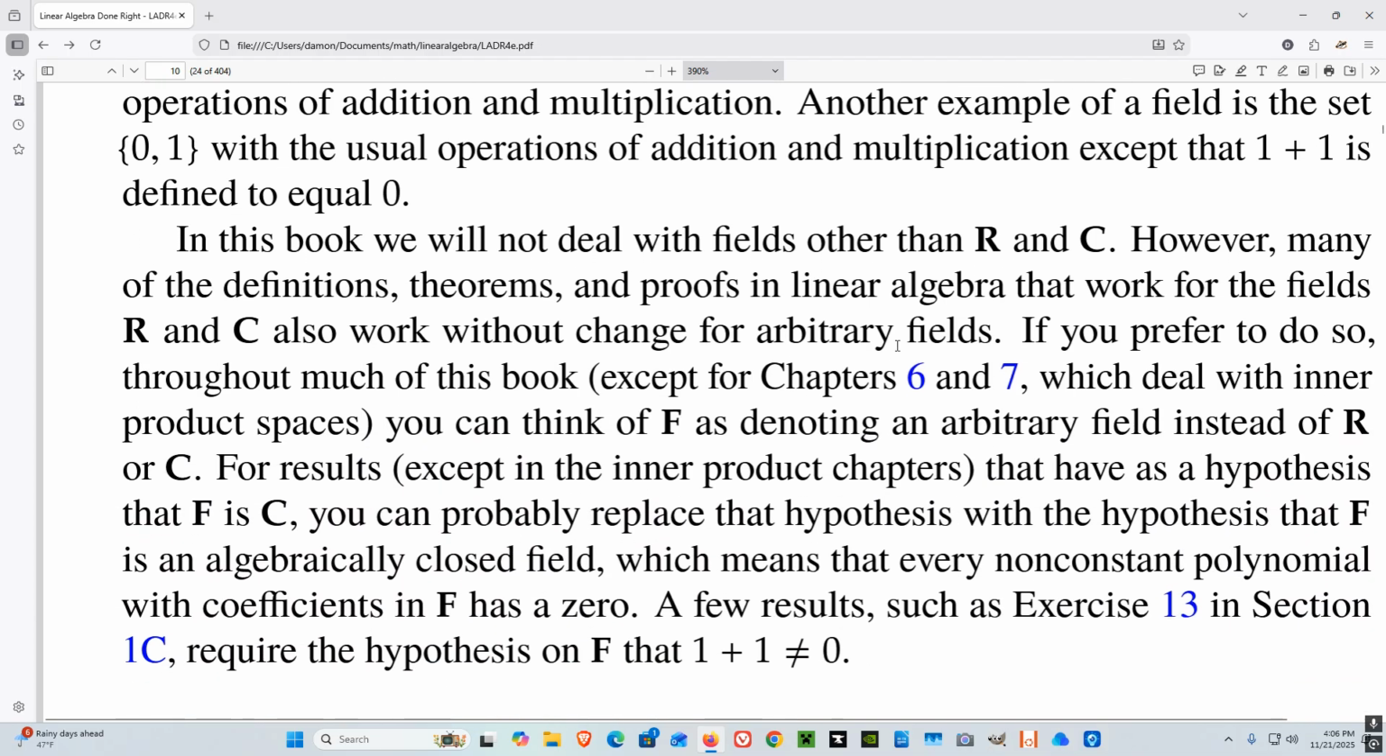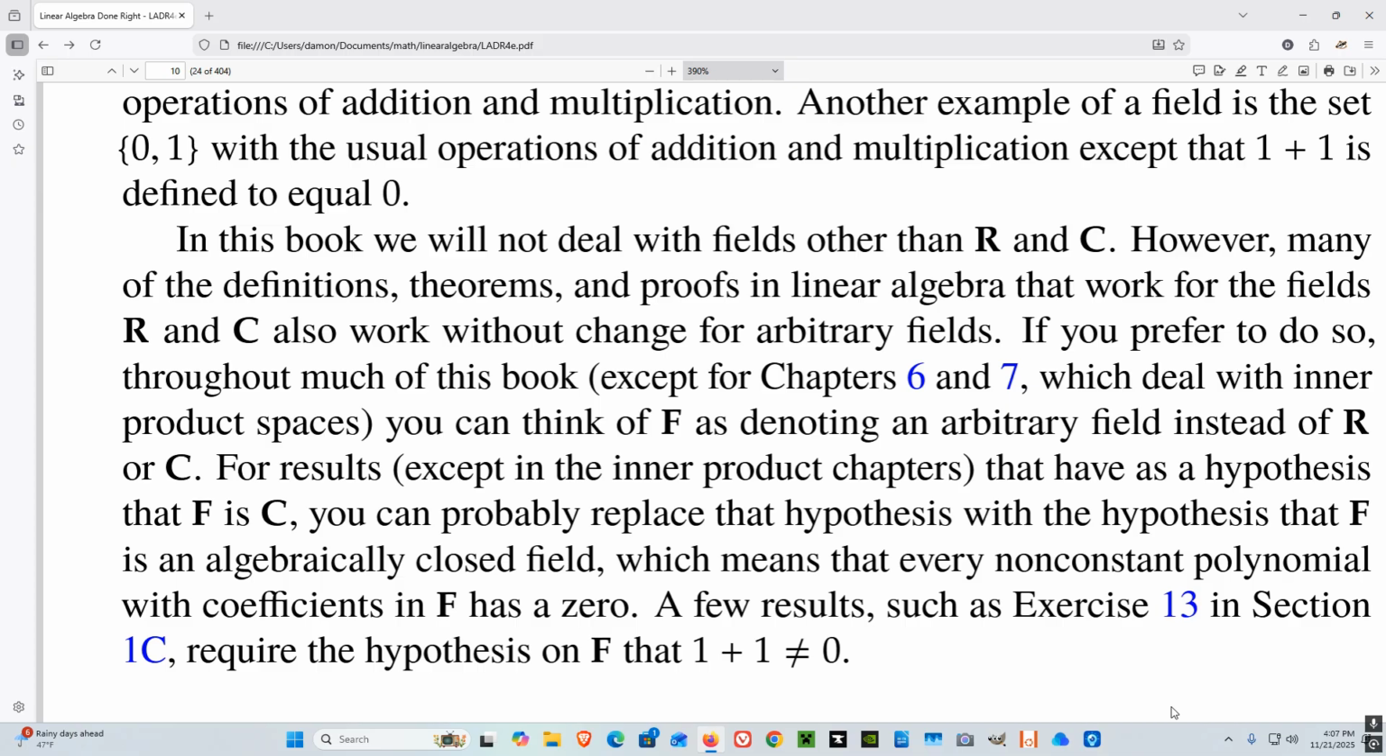In this book, we will not deal with fields other than the real numbers and the complex numbers, R and C. However, many of the definitions, theorems, and proofs in linear algebra that work for the fields R and C also work without change for arbitrary fields, if you prefer to do so throughout much of this book, except for chapters 6 and 7, which deal with inner product spaces. You can think of F as denoting an arbitrary field instead of R or C.